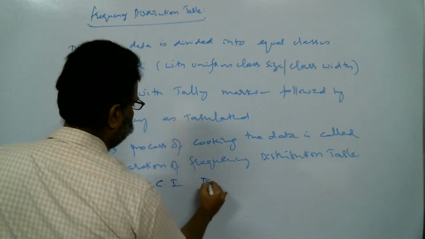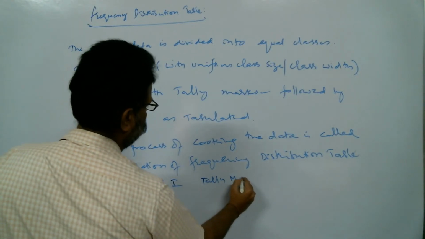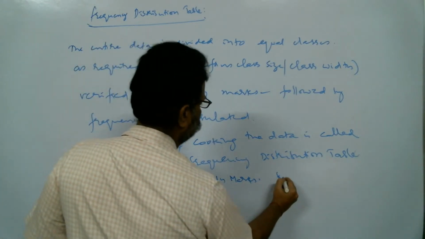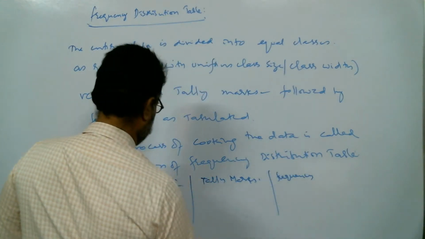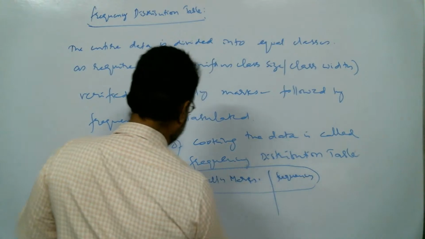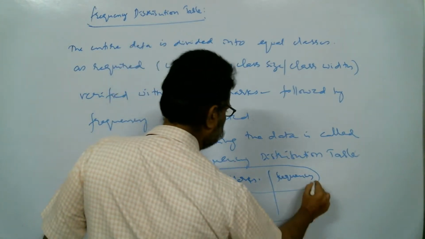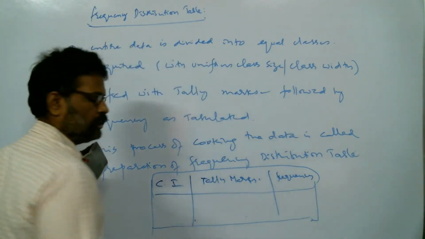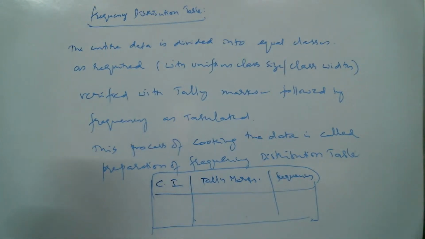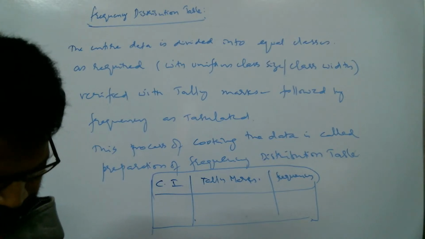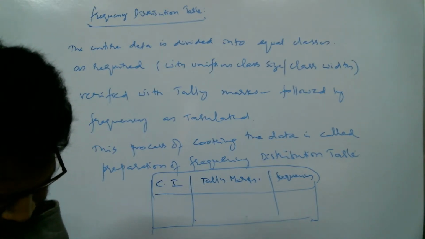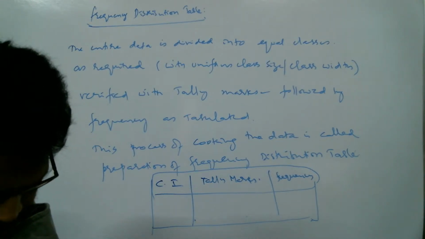Class interval, tally marks, and frequency. These are the titles of the tabulation. Right? You will get the classes. This is called the frequency distribution table. Now we will see one question to follow the frequency distribution table. Right?